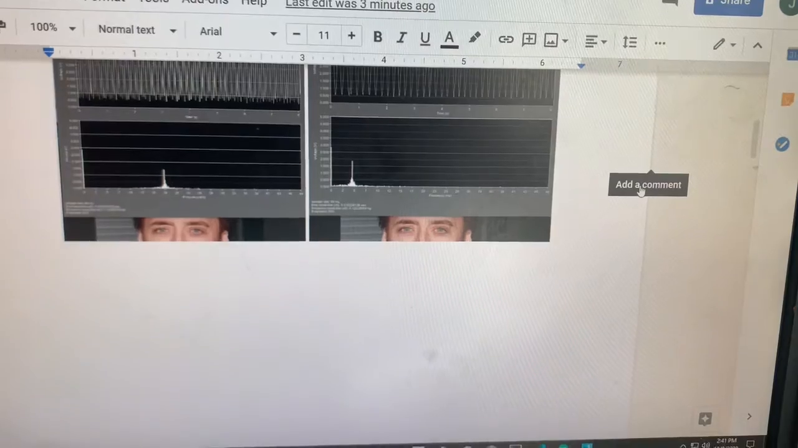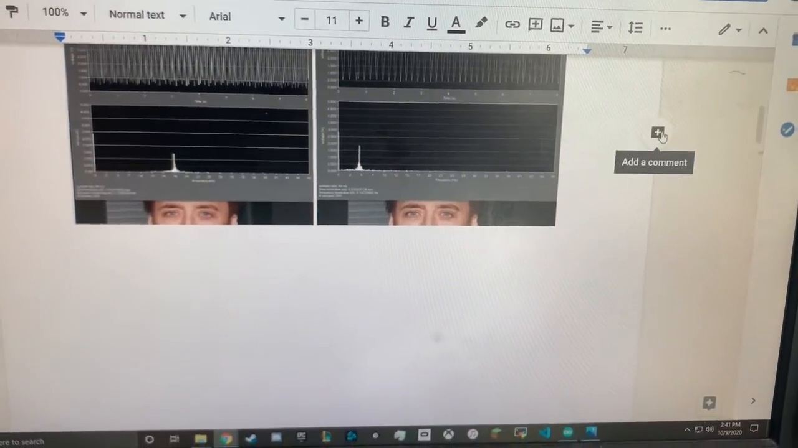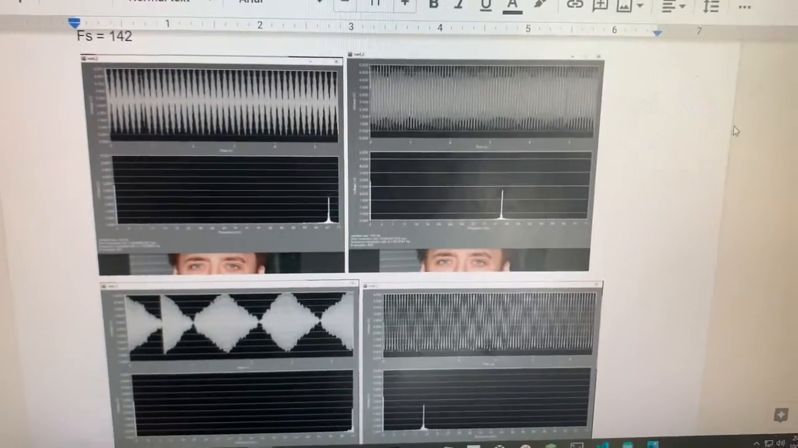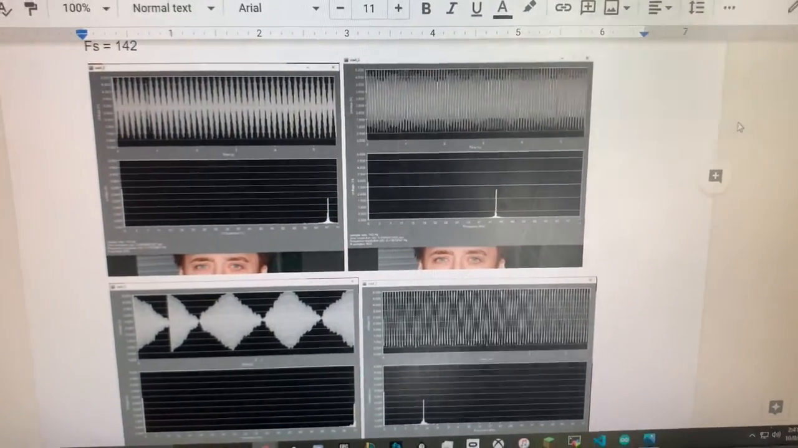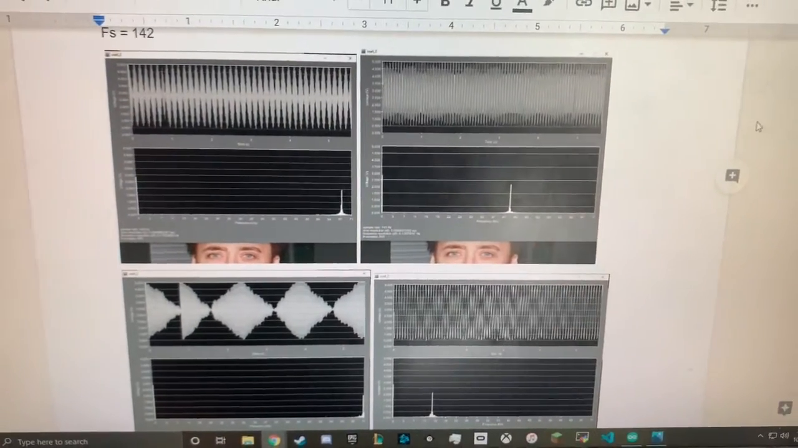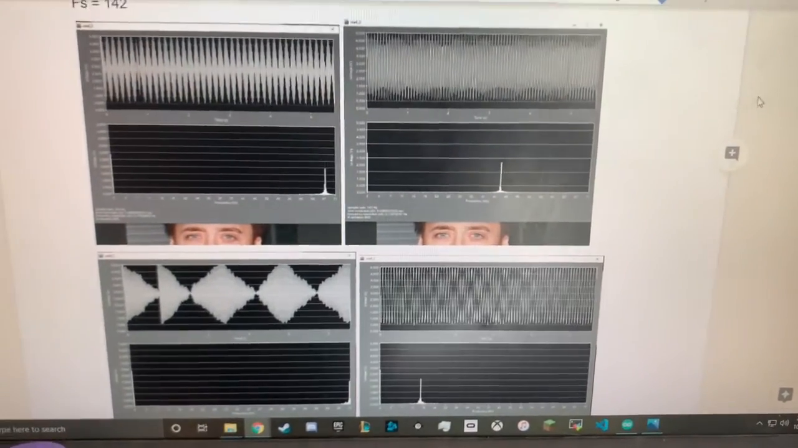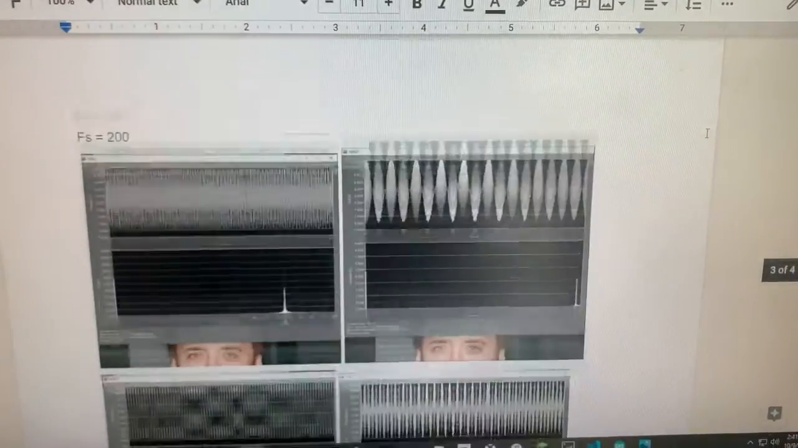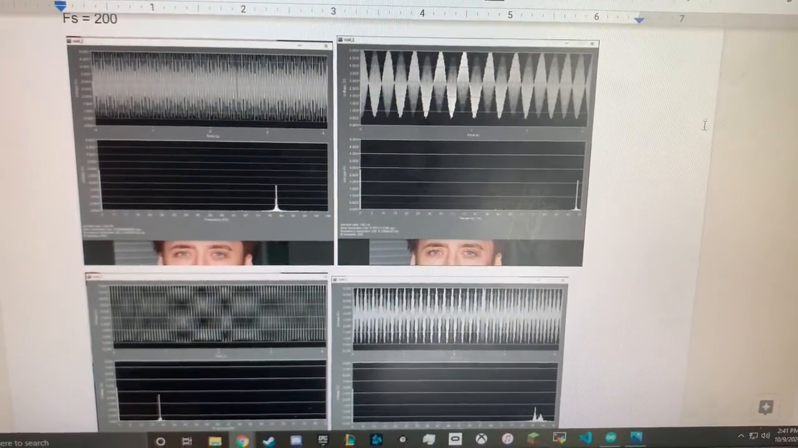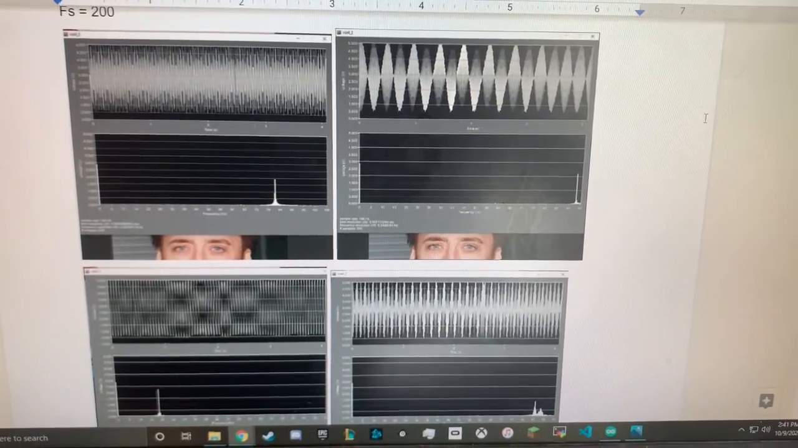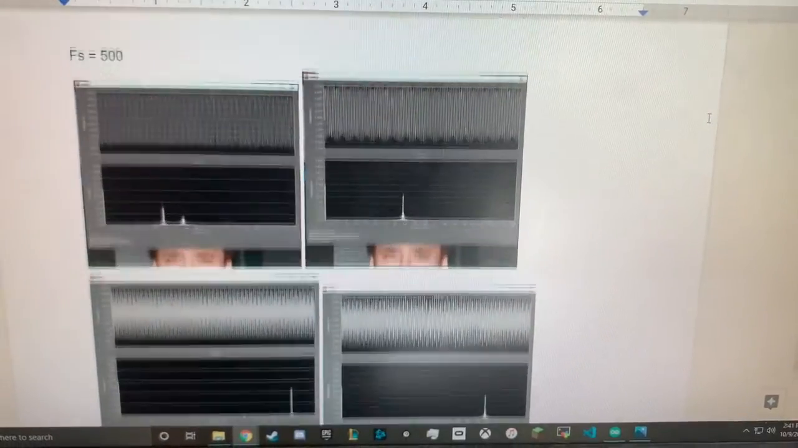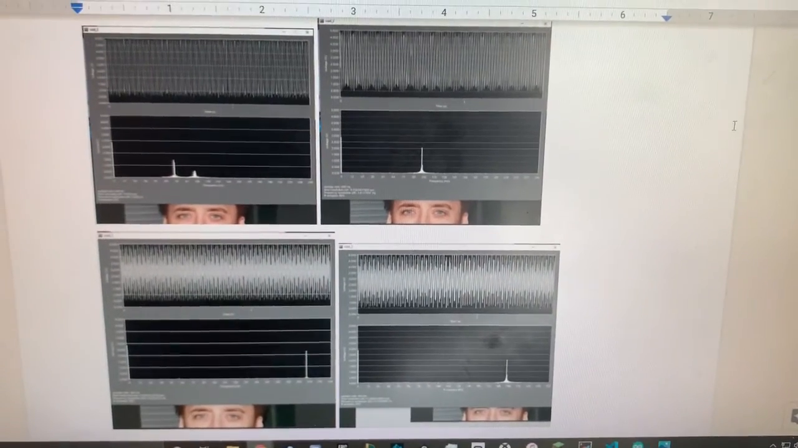On the next one, I have my sampling frequency of 142, and again 75, 100, 215, and 300. Sampling frequency of 200 in the same order. And finally, sampling frequency of 500.